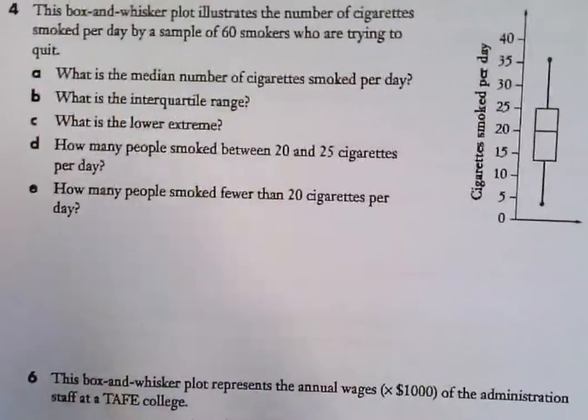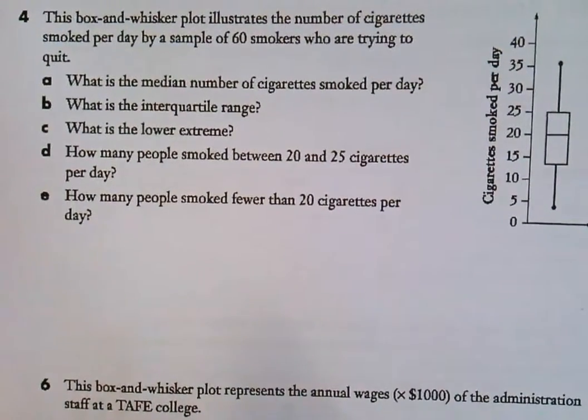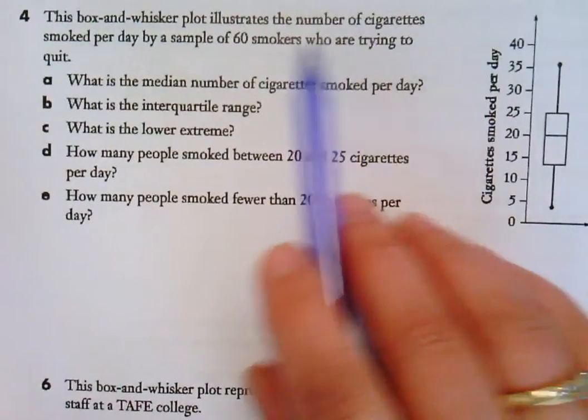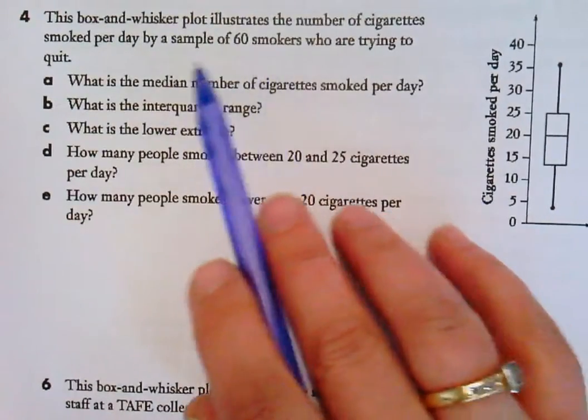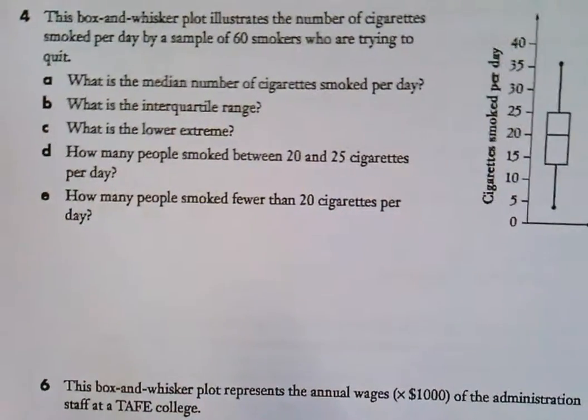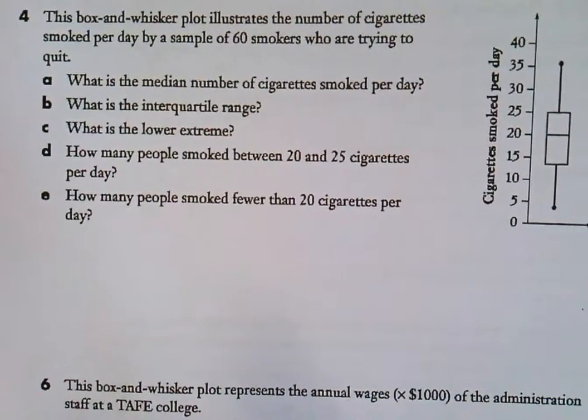Question 4, box and whisker plots. This one's drawn up and down, which you don't normally see. They tend to be sideways. So it shows the number of cigarettes smoked per day by a sample of 60 smokers who are trying to quit. Doesn't look like they're doing a good job. What is the median number of cigarettes? Do you want to try and answer those questions?